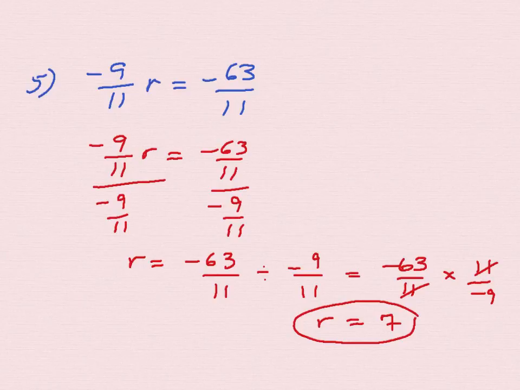And at this stage, you could use your calculator, using your fraction button, and type in negative 63 over 11 divided by negative 9 over 11. It would give you the final answer of 7.